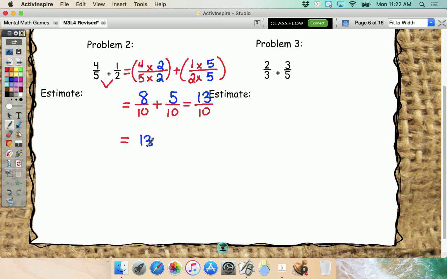So I'm going to rewrite this. And then I'm going to do that number bond thing. You know what I mean by number bond thing, don't you? Yeah. Okay, you don't have to draw the circles. So one whole would be what? 10. So what's 13 minus 10? 3. So that means 1 whole and 3/10.